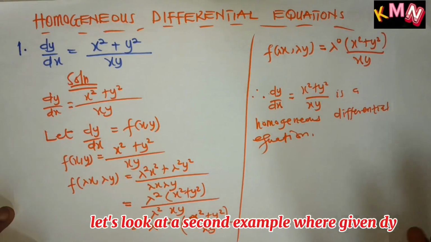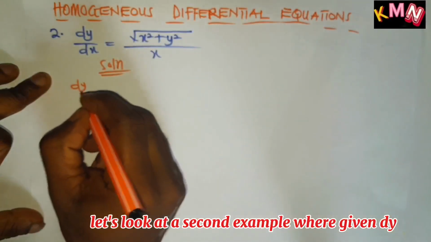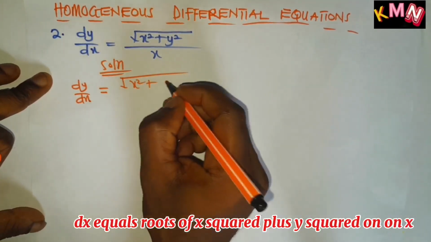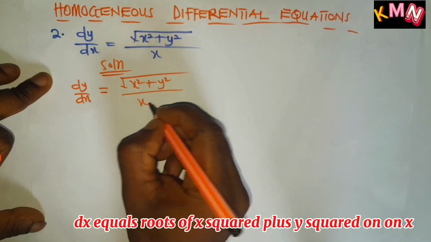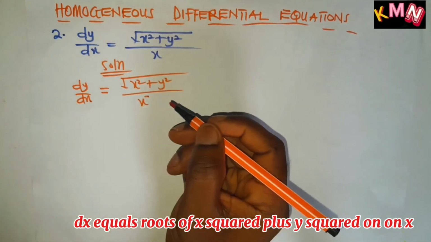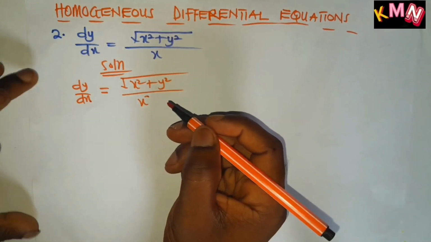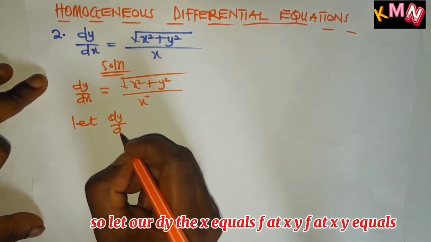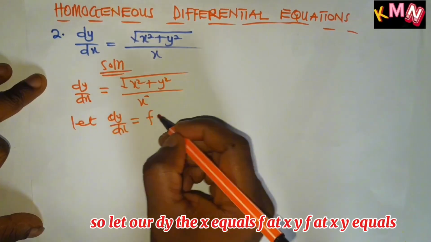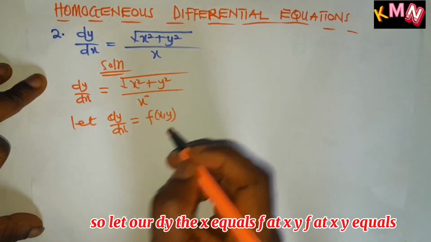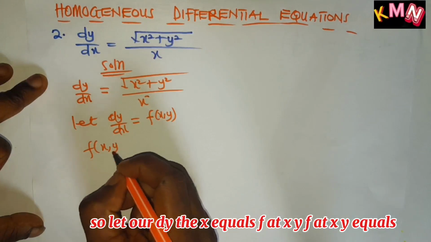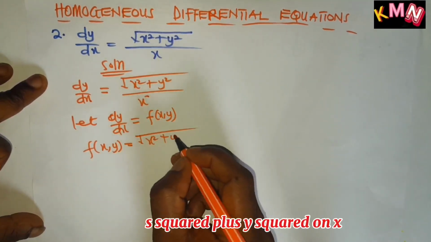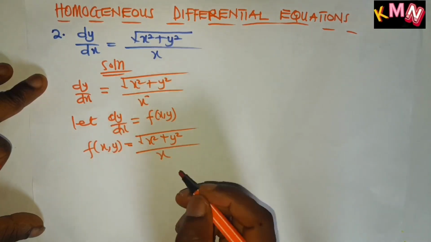Let's look at the second example. We are given dy dx equals root of x squared plus y squared on x. So we say let our dy dx equal f at x y, which equals root of x squared plus y squared on x.